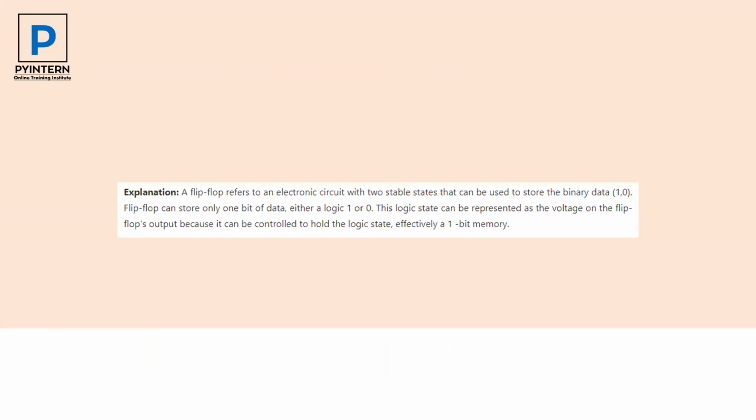So come to the explanation. A flip flop refers to an electronic circuit with two stable states that can be used to store binary data, 1 or 0. A flip flop can store only one bit of data, either logic 1 or 0. This logic state can be represented as the voltage on the flip flop output, effectively a 1-bit memory. In the previous classroom lecture, I already told you that from the flip flop we go to register and then counter. When we use more than 2 flip flops we convert into a register, and if we modify some register circuit, we convert it into a counter.